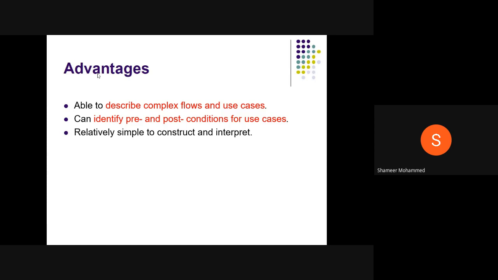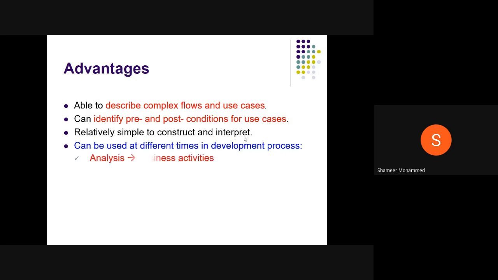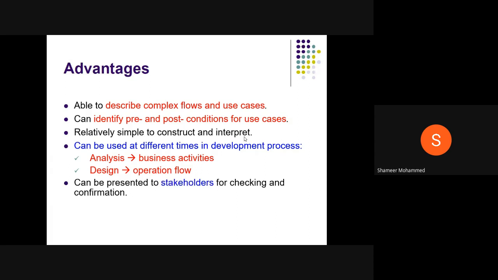It is very simple to draw, construct, and interpret, meaning you can foresee what will happen in this diagram. So you can use this diagram at different times in the development process, like analysis, design time, coding time, testing, implementation. At several stages, in several processes, we can make use of this activity diagram: analysis stage, designing stage, coding stage, like that.